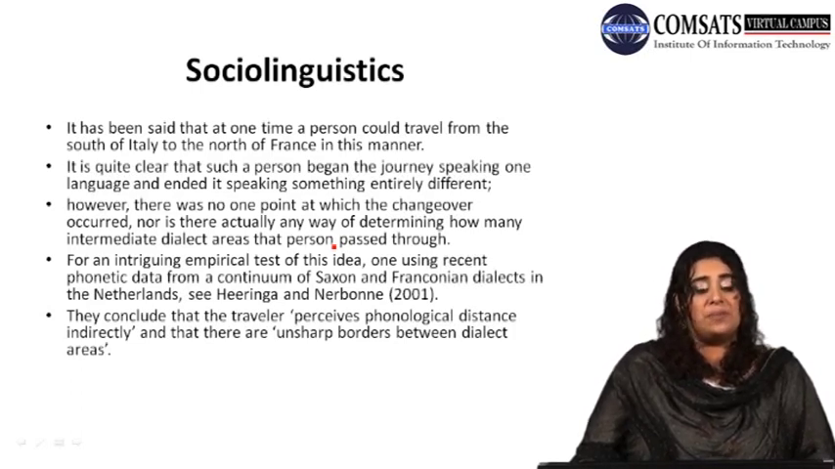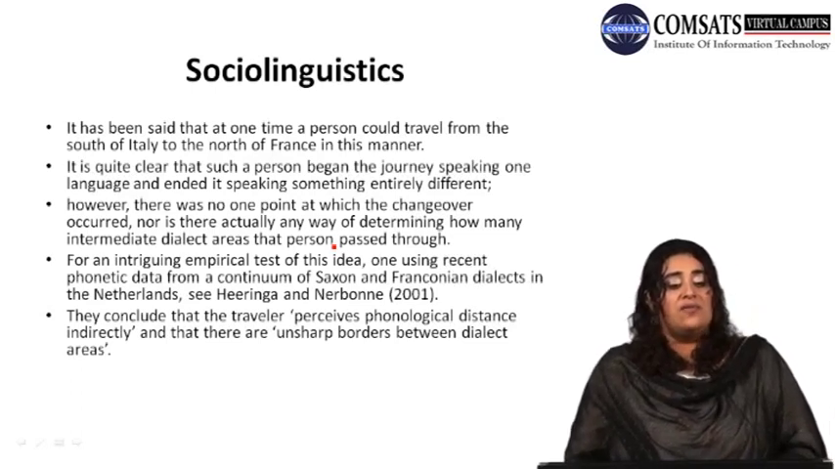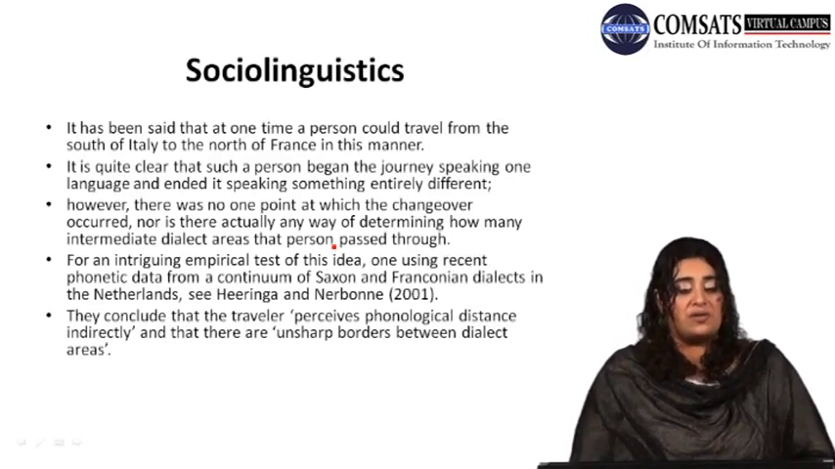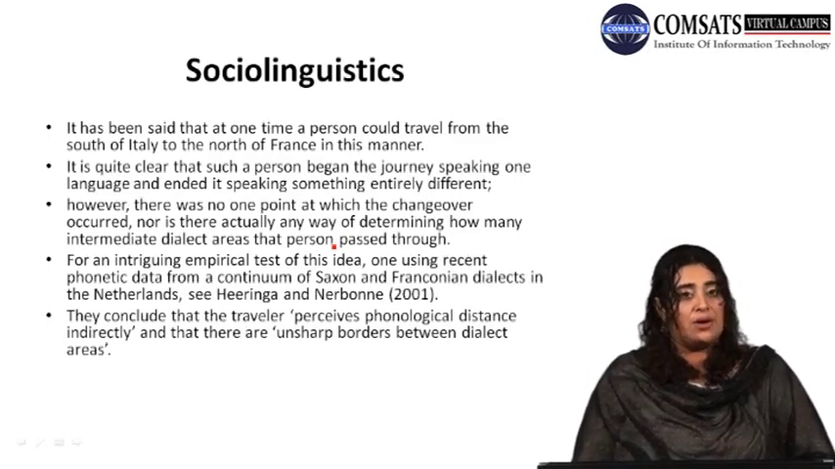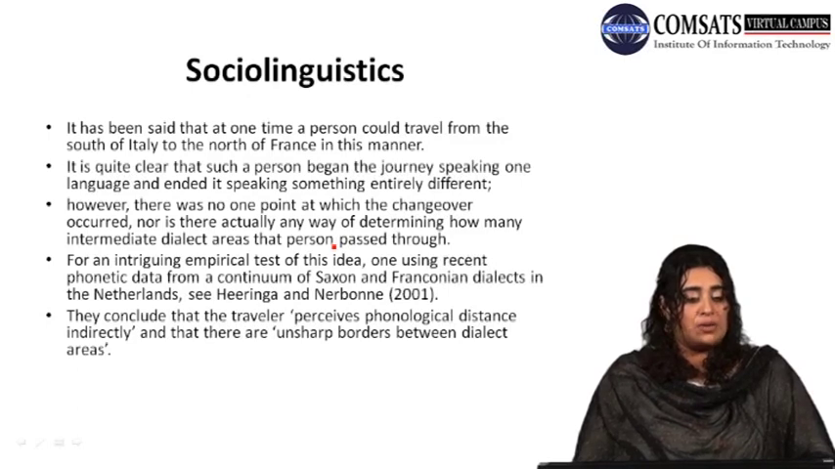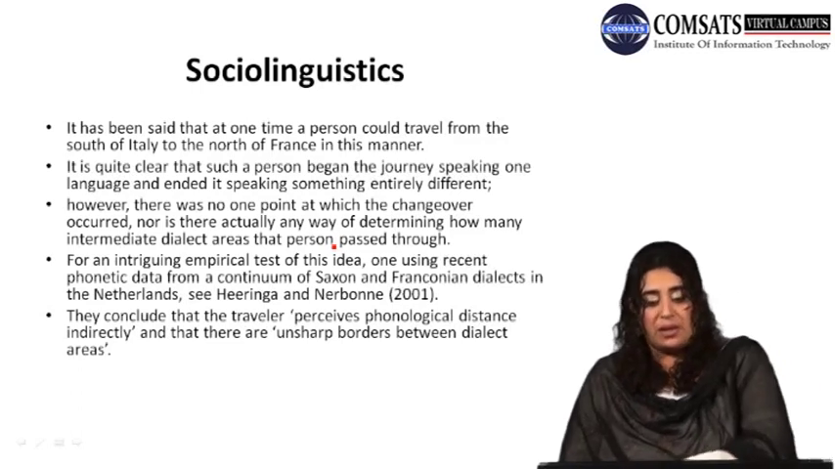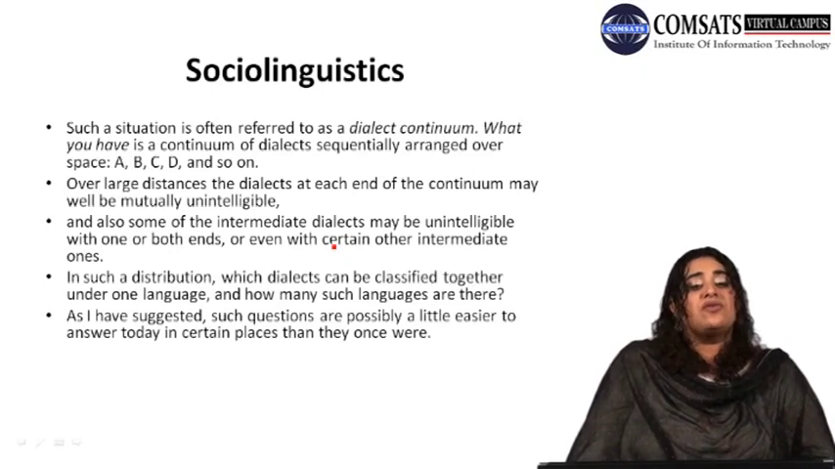So, for an intriguing empirical test of this idea, there is one using recent phonetic data from a continuum of Saxon and Franconian dialects in the Netherlands, Heeringa and Nerbonne 2001. They conclude that the traveler perceives phonological distance indirectly and that there are unsharp borders between dialect areas. Such a situation is often referred to as a dialect continuum.